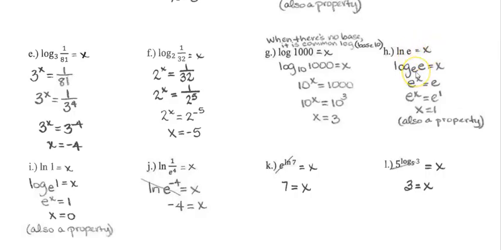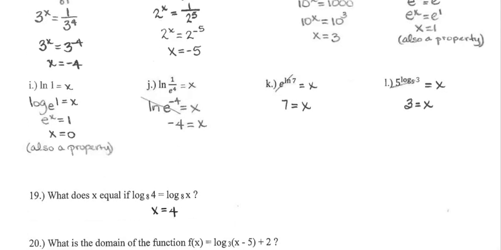And so now I can switch it to exponential form. e to the x equals e. All right, now this is e to the first power. I only have one e right there. So now my bases are the same, and I can set my exponents equal to each other, and x is equal to 1.